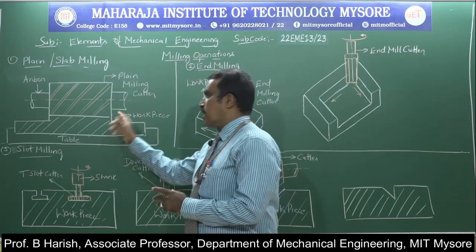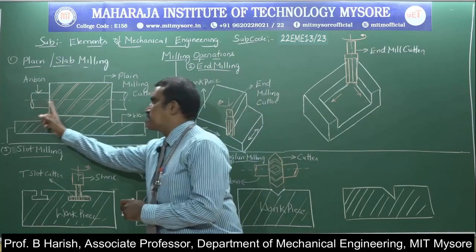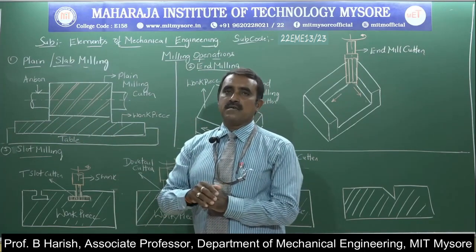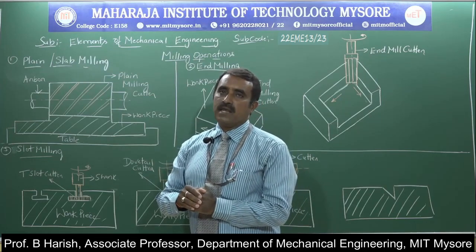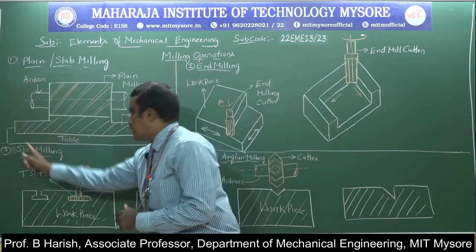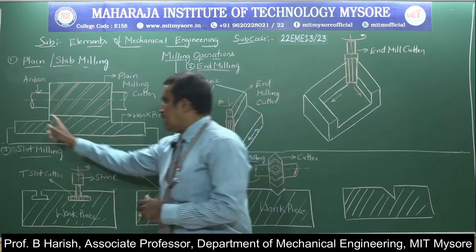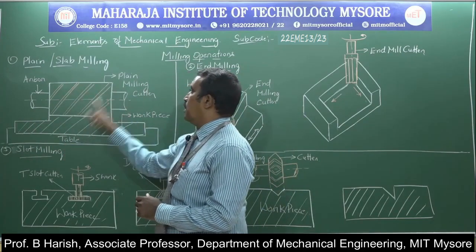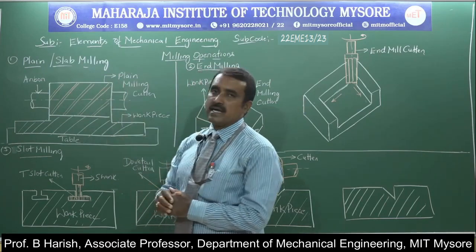In this operation, you can observe the sketch. The spindle axis is horizontal, which means it is performed on a horizontal milling machine. This is the table, and on the table the workpiece is fixed. This is the workpiece and this is the tool. The tool is called a plain milling cutter.